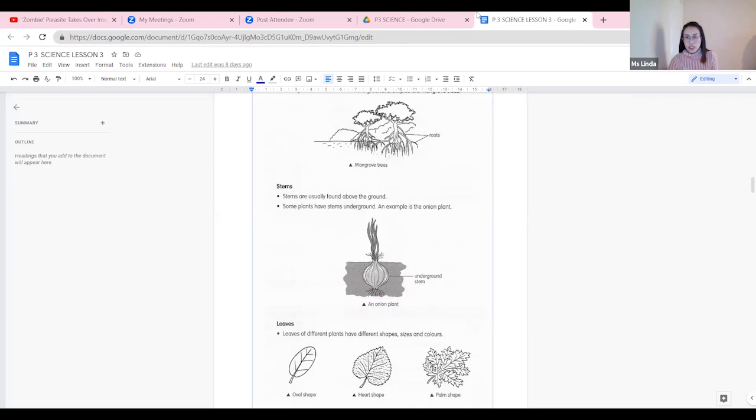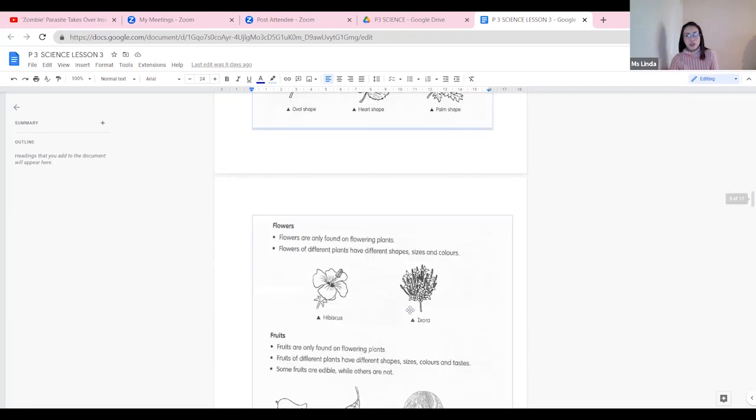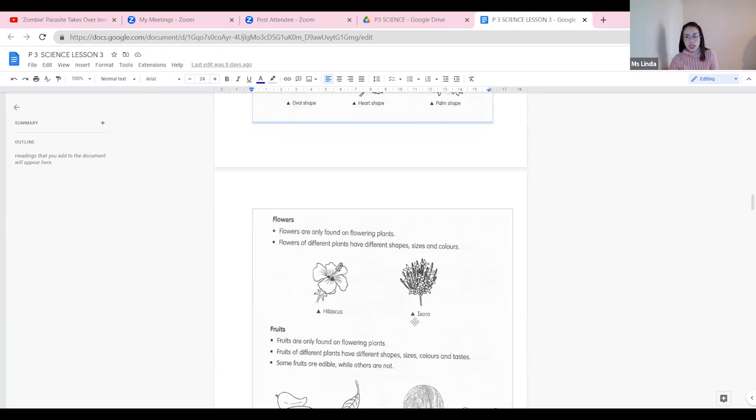All right, for leaves, basically you have a few different types of leaves. The common ones, 3 types: your oval, the heart shape, and your palm shape. My girl always calls the palm shape a star leaf. To her, it looks like a star. But don't say that, because the actual name is palm shape. So you've got oval, heart, and palm. Flowers, you've got hibiscus and azurea.